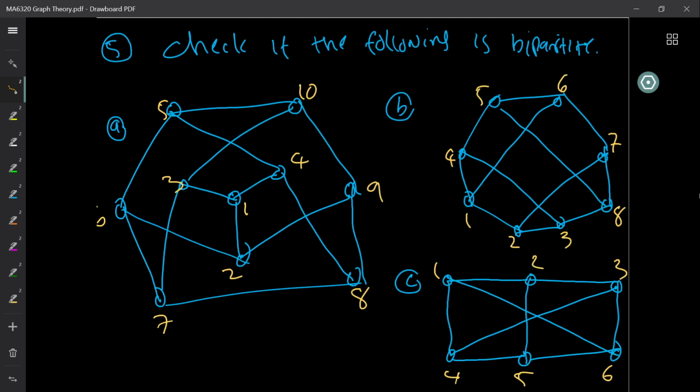The fifth question is to check whether the given graphs are bipartite. So graph A is given here in the picture. Graph B is given as another picture, and graph C is also given. So check each of these graphs and show which of them are bipartite and why. And if it is not, then why not? If it is yes, then why? And if it is yes, give a bipartition. If it is not bipartite, then give a reason why it is not bipartite.